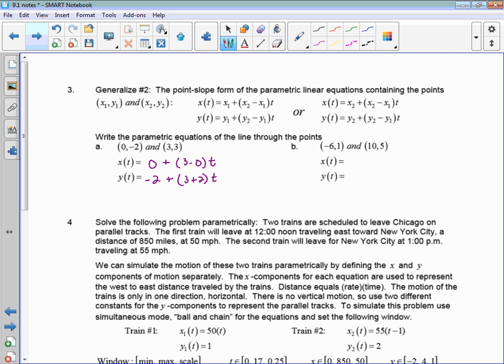So you could make these a little nicer. x of t, that's just going to equal 3t. And y of t is going to equal, what, 5t minus 2? All right, try B.